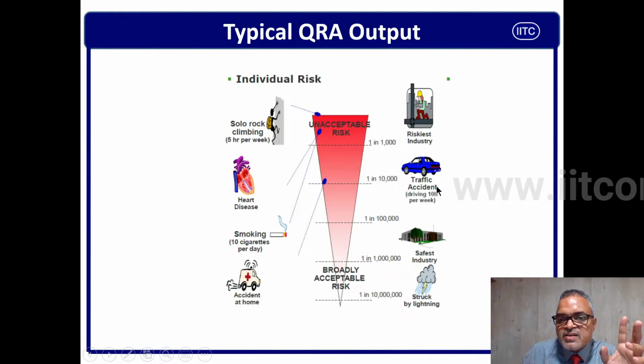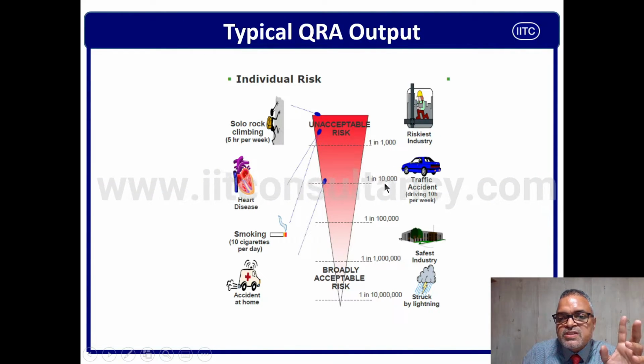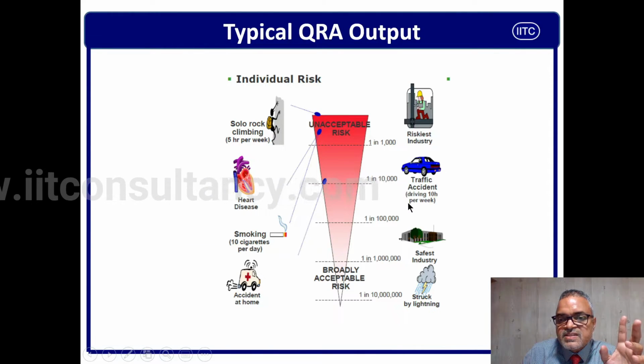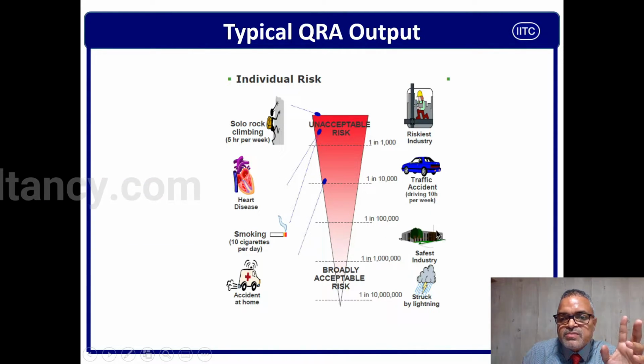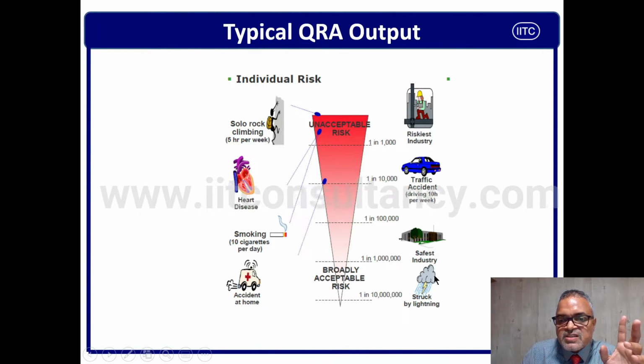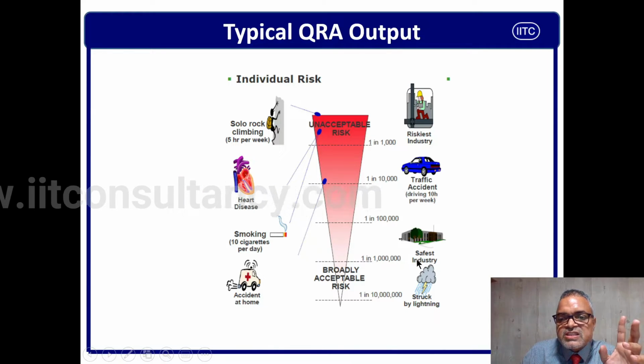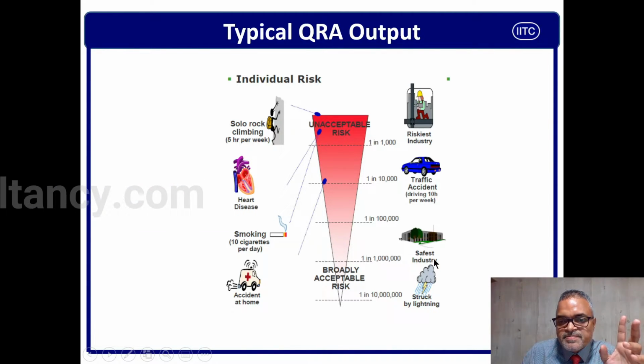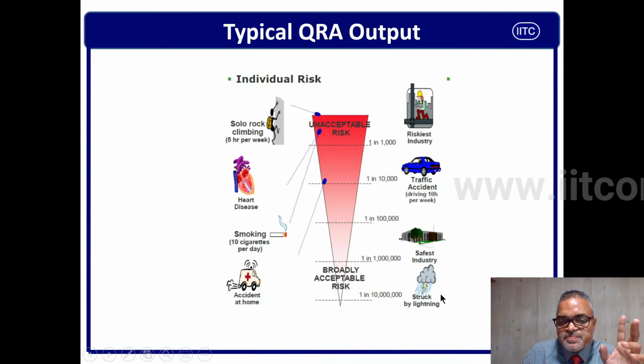Driving on the road, traffic accident, driving 10 hours per week, the probability of fatality is once in a 10,000. Correct? Now, this is a residential area, the accommodation area, where the probability of fatality is once in 100,000. And down here is the safest industry, once in a million. Lightning during the rainy season is once in a 10 million.